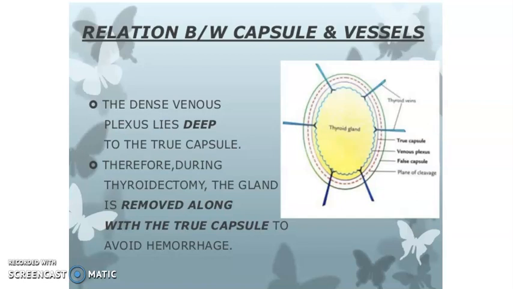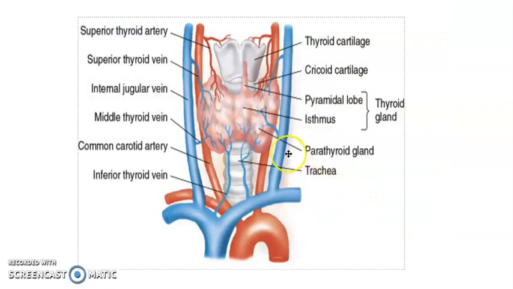Then talking about the blood supply, the thyroid is supplied by the superior thyroid artery, it's supplied by the inferior thyroid artery, and then there is one more artery called thyroidea ima artery, which is not seen in everybody, it's just in 30% of individuals, and that is a direct branch from the aorta. While superior thyroid artery is a branch of external carotid artery, and inferior thyroid artery is a branch of thyrocervical trunk, which is a branch of subclavian artery.